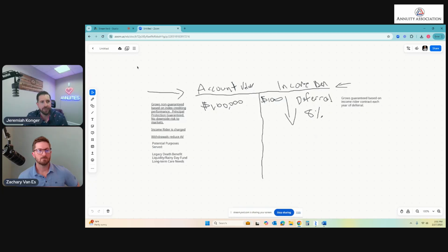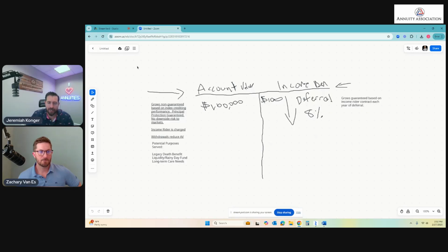Oftentimes, when people purchase indexed annuities with guaranteed lifetime income riders, they're planning to defer that money for a period of time. So some scenarios are, maybe a 60-year-old person that's still working. They plan to retire at 65, but they want to shield that asset from volatility in the market and give themselves some peace of mind, clarity, and confidence that their income is going to grow on a guaranteed basis, essentially eliminating the uncontrollables of the market.